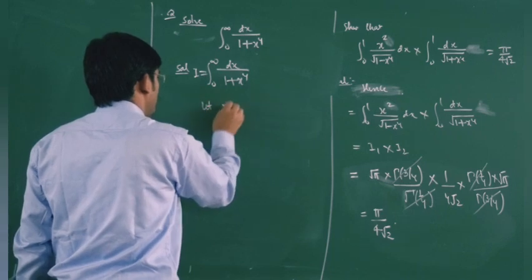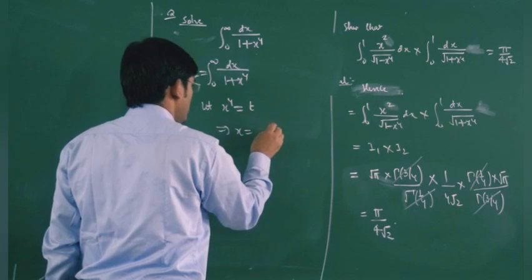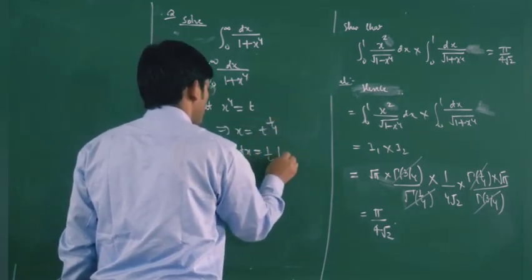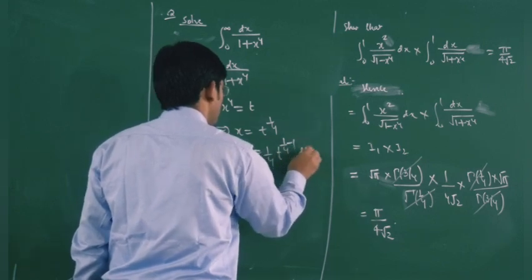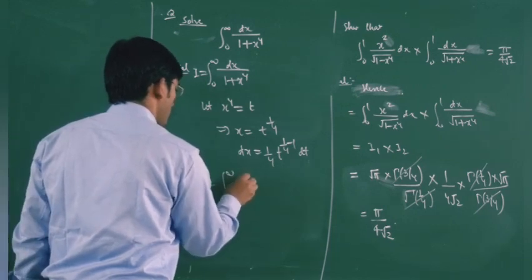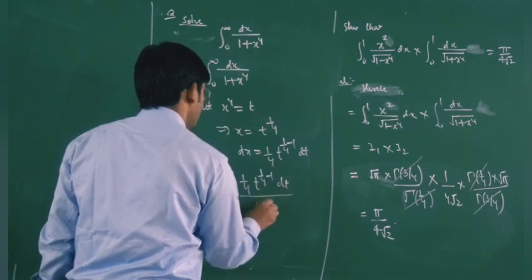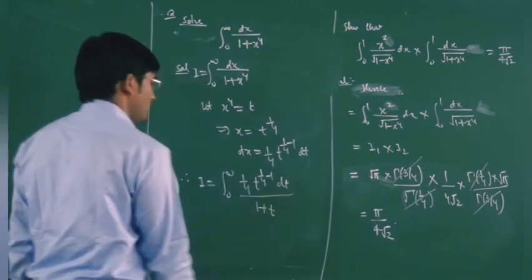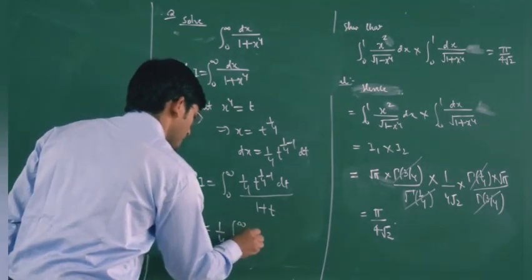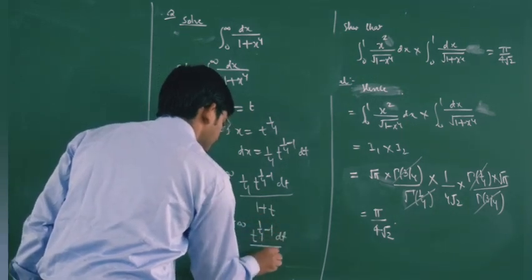Let x power 4 is equal to t. So in this case our x will be t power 1 by 4 and dx will be 1 by 4 t power 1 by 4 minus 1 into dt. So therefore your I will be integral 0 to infinity 1 by 4 t power 1 by 4 minus 1 upon 1 plus t. So this is equal to 1 upon 4 integral 0 to infinity, then we have t power 1 by 4 minus 1 dt upon 1 plus t.